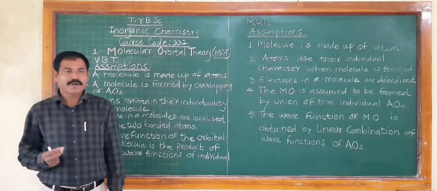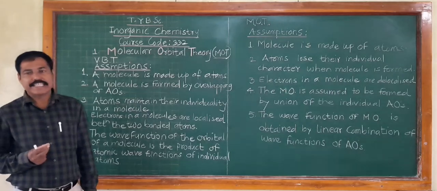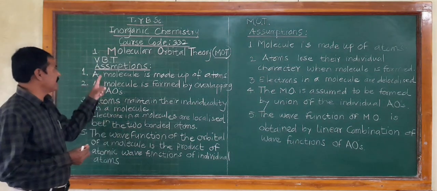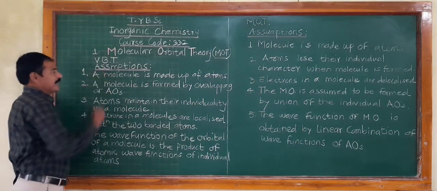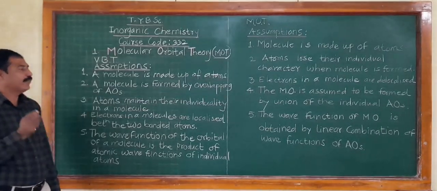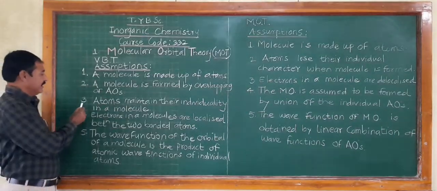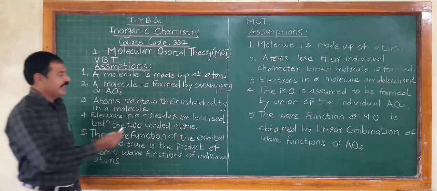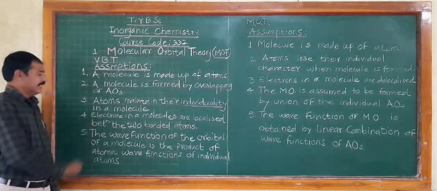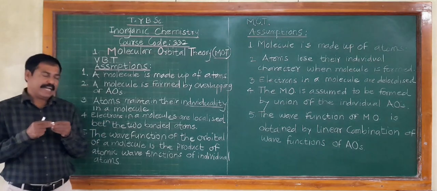There are two theories that were put forth. One is valence bond theory and the second is molecular orbital theory. Now we go to the first, valence bond theory, and its assumptions. The first assumption is that a molecule is made up of atoms, and the molecule is formed by overlapping of atomic orbitals. Third, atoms maintain their individuality in a molecule. Fourth, electrons in a molecule are localized between the two bonded atoms.